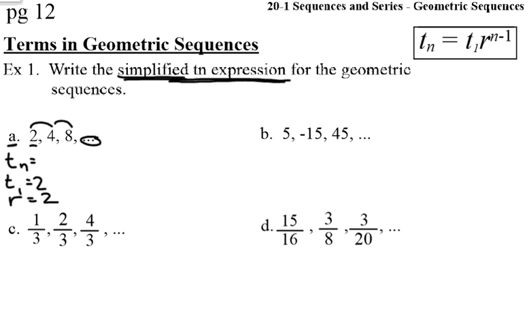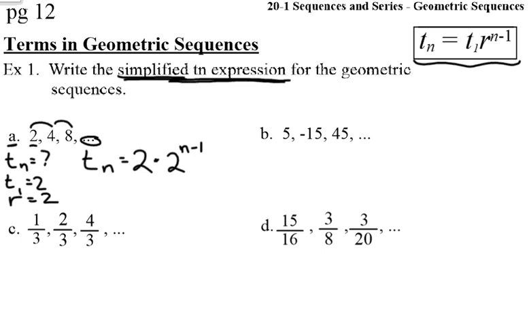So now, because I don't know how many terms there are, I just want to simplify this as much as possible. T of n, using the appropriate formula, is equal to T1, which is 2, multiplied by R, which is 2, to the n minus 1. So in that case, there's what we're looking at for a simplified expression.